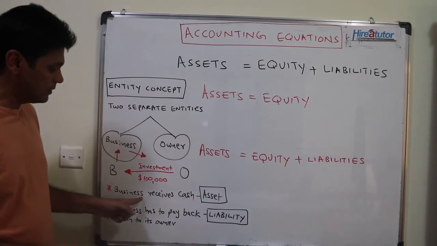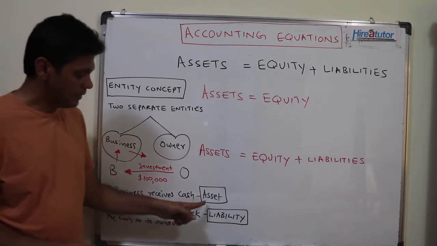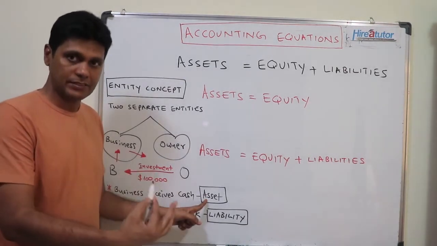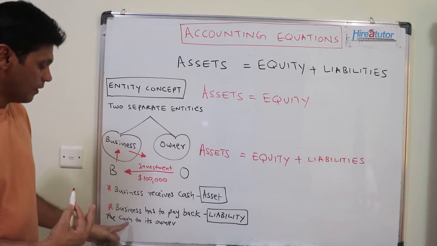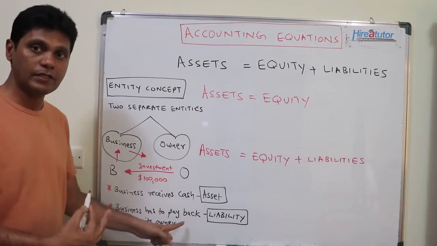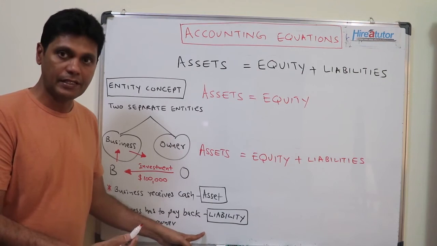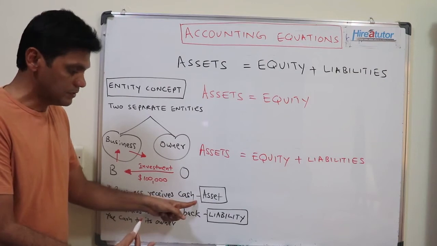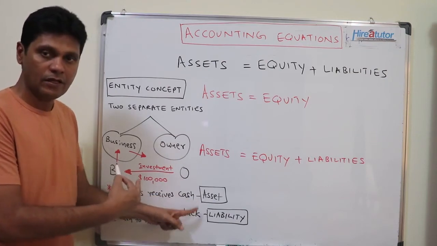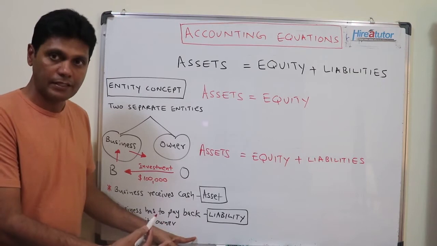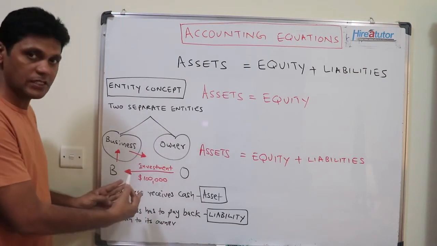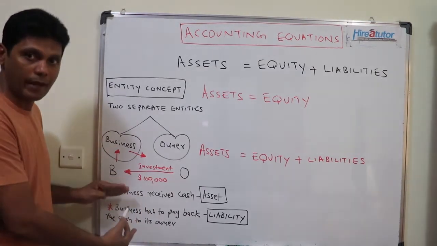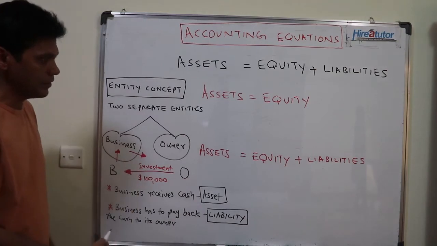When the business receives cash, it is known as an asset. The business owns an asset. At the same time, when the business has to pay back its owner, it creates a liability. So see the dual impact: on one side the asset, on the other side the liability. If you look at this transaction from the point of view of the business, there will be a dual impact. Now let's look at the equation.